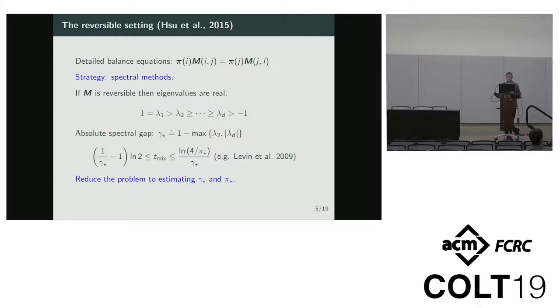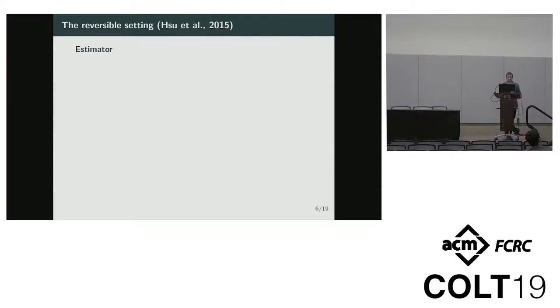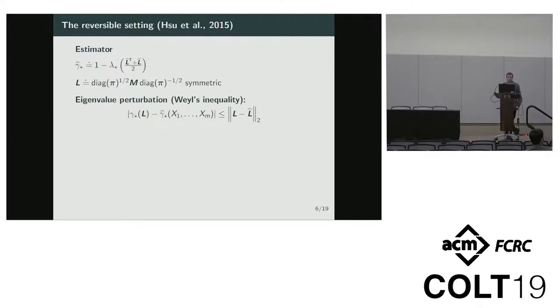And so you've reduced the problem of estimating this time to estimating a spectral quantity and the minimum stationary probability. By realizing that the kernel can be rescaled in order to be made symmetric, and by a clever choice of a symmetric estimator, you can then invoke nice perturbation results. When I say nice, I mean that this doesn't depend on the dimension, in order to transform basically control over spectral values into control of an L2 norm.